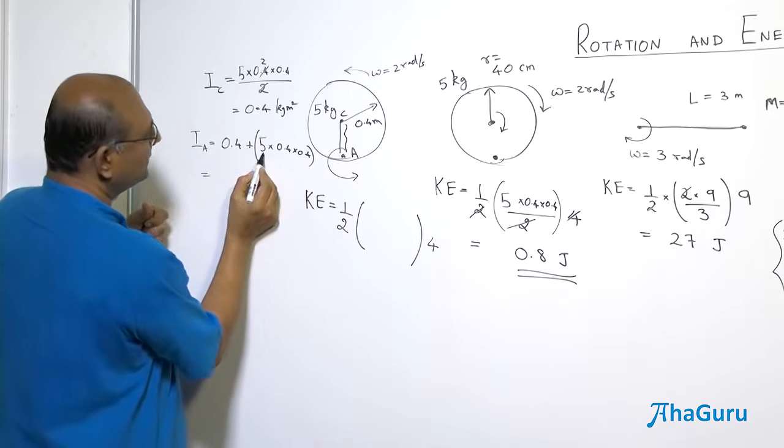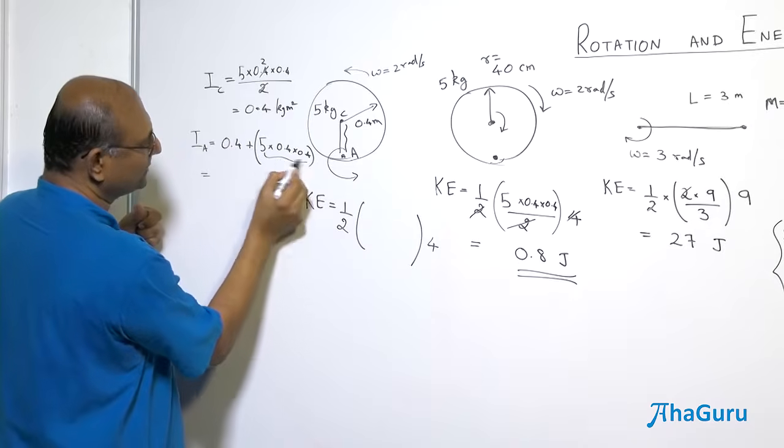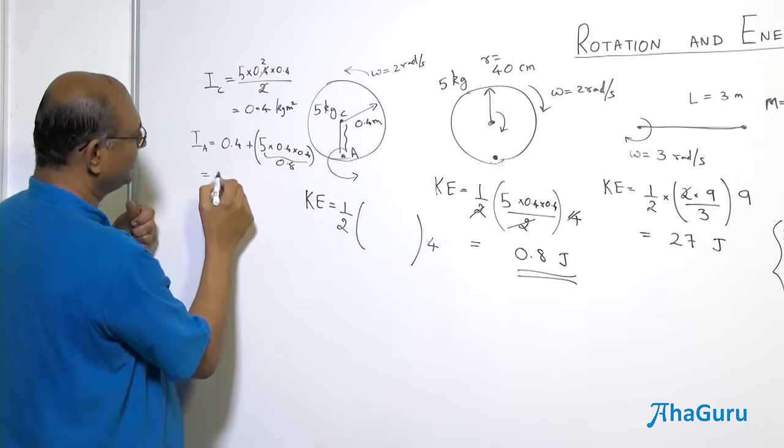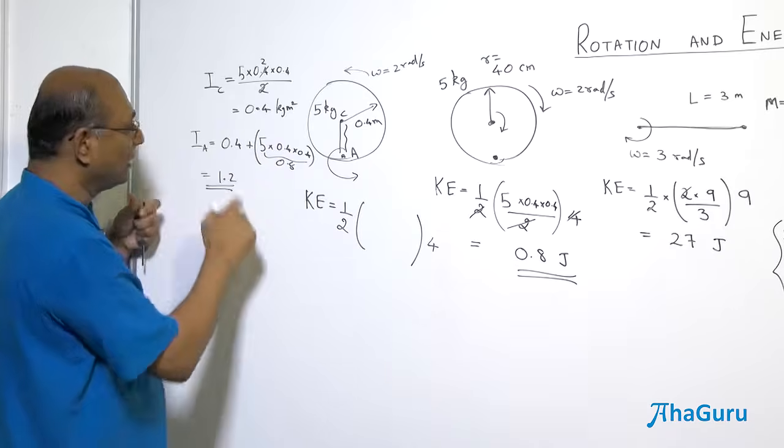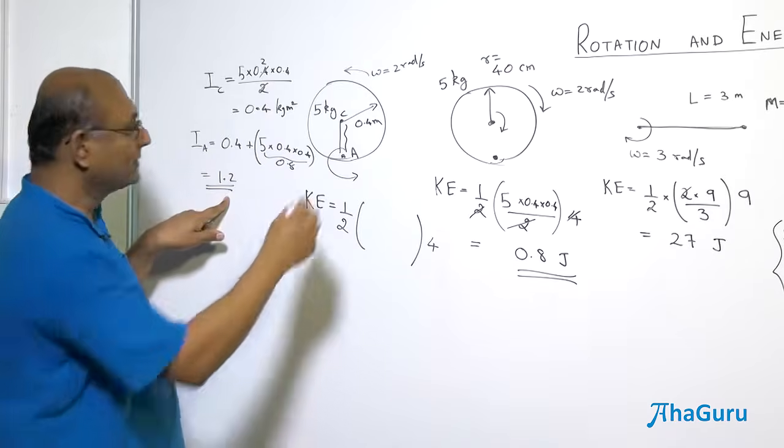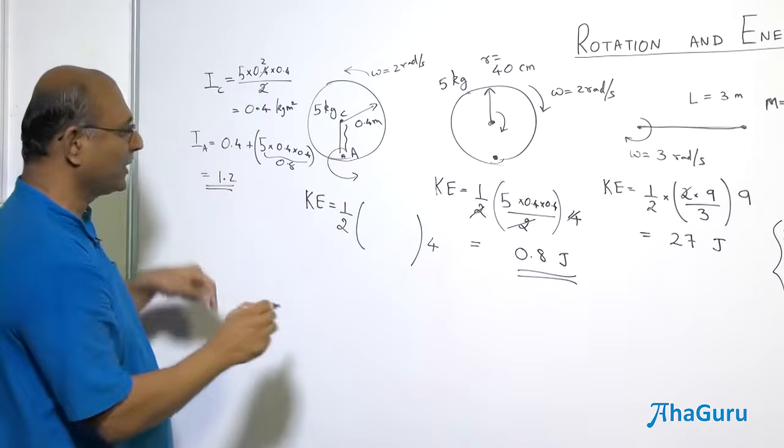Okay. Now this is going to give me 2. So this whole thing is 0.8. 0.4 plus 0.8 is 1.2. So now about this axis, the moment of inertia is 1.2.